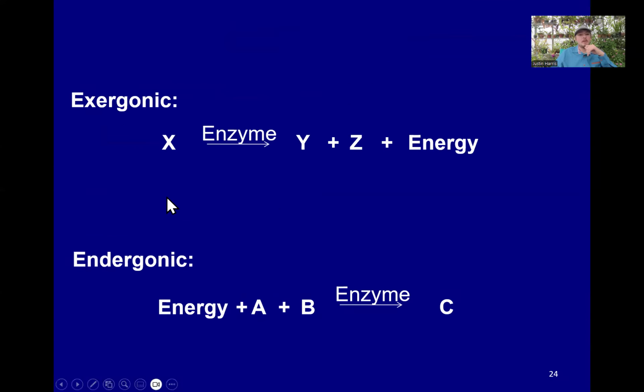So anyway, here's a good diagram of that, where exergonic is going from a substrate and releasing energy. This would be going from a high energy state to a low energy state, releasing energy along the way. And then you have endergonic, where you have energy coming in to help drive the substrates to that higher energy product.